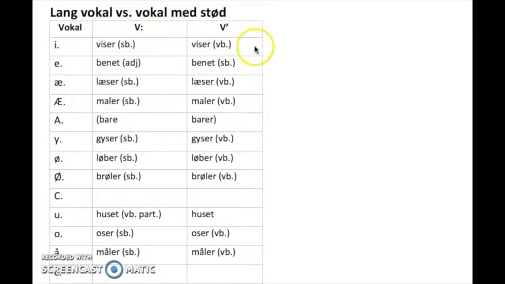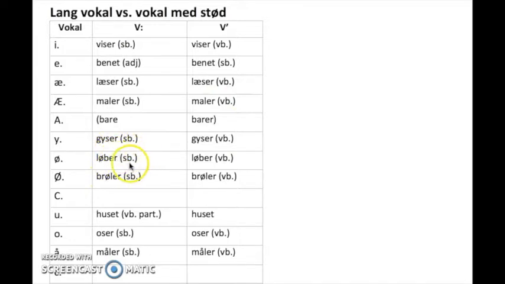Here you can see we actually have the same spelling for a lot of these words. Over here, for example, we have a lot of nouns. SB is for noun, ADJ is for adjective. So we have, for example, a noun here for a visa, which is the hand of a clock. So we've got two different hands. Visa means to show, so a lot of them are verbs instead.